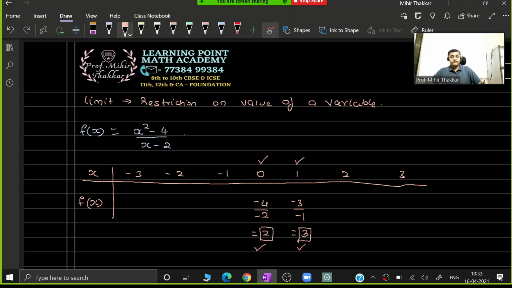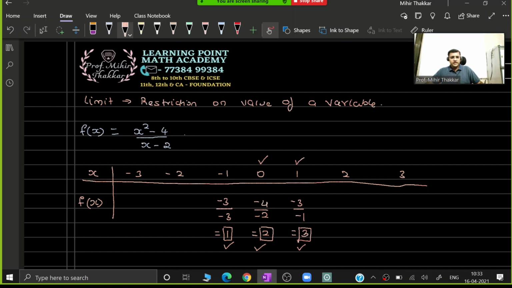If I check for the next value, which is minus 1, I will get minus 1 square, which is 1, and 1 minus 4 will become minus 3. Denominator minus 1 minus 2 will again become minus 3. So guys, on dividing, I get the answer as 1, which belongs to real numbers. So this is also acceptable.